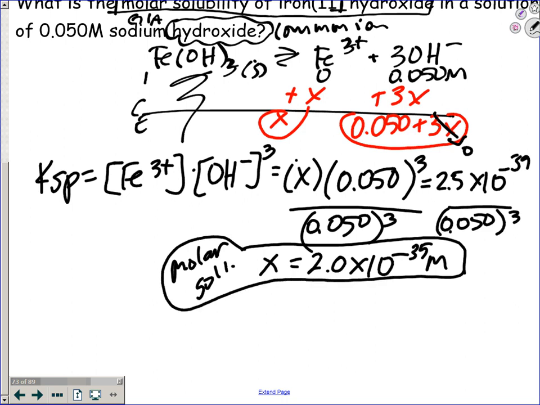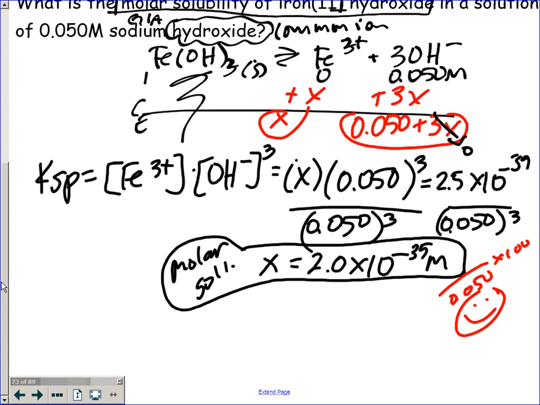Okay, how do I verify I was good at neglecting X? Take this and divide it by what? 0.05 times 100. Was I able to neglect X? Way less than 5%. I don't even have to do this calculation. It's 10 to the negative 35th, people. It's a teeny tiny number.